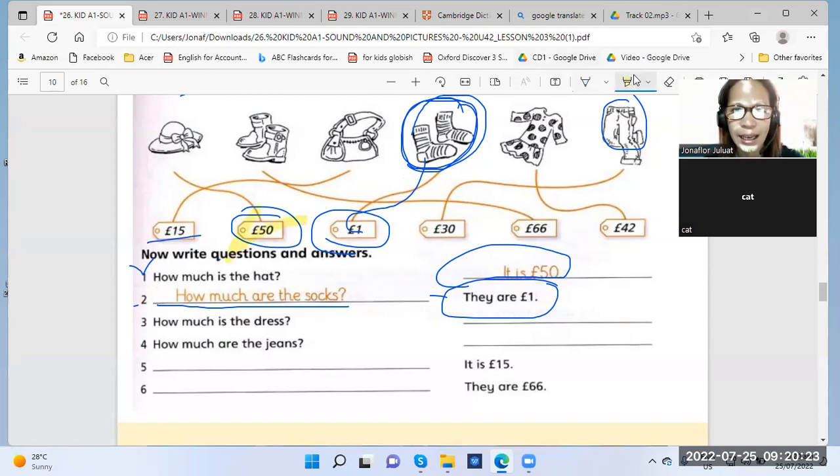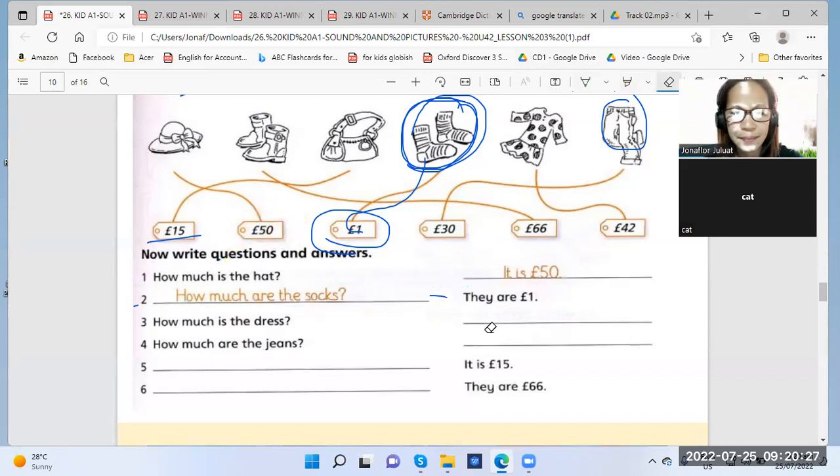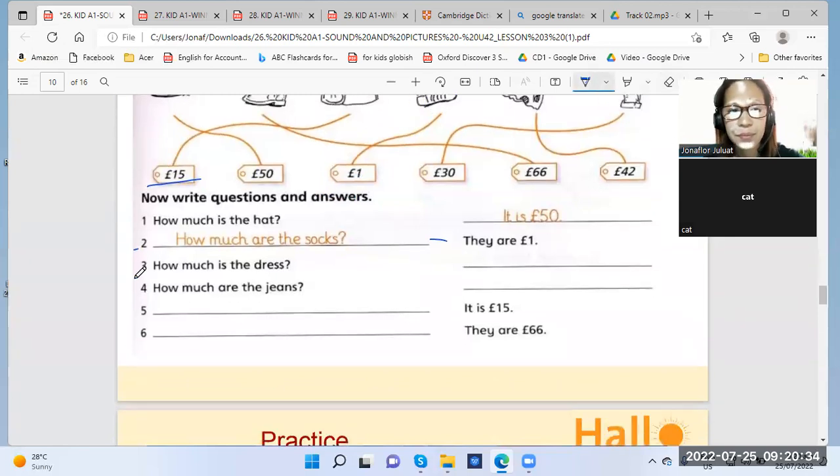Look at question number 3. Can you read it, Hannah? Question number 3. Can you read question number 3? Oh, what are you doing there? Oh, you're not paying attention to our lesson, right? Okay, now I want you to read number 3. Look at the screen and read question number 3.